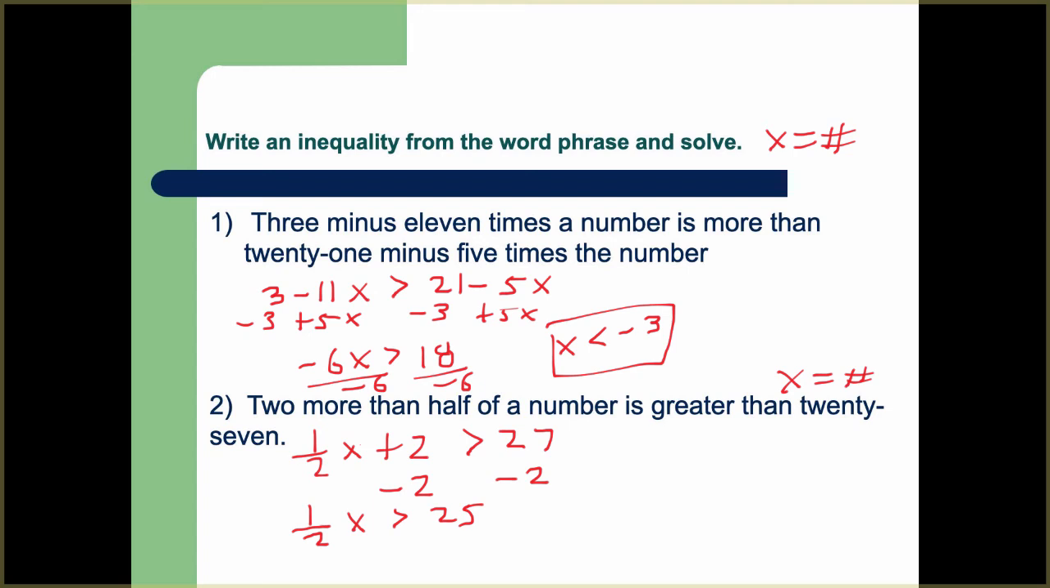And we have a fraction, so we want to multiply by its denominator, or multiply by its reciprocal, so we multiply both sides by 2. 2 times 1/2 makes this go away, become just x. And then 2 times 25 is 50. And we have x has to be greater than 50 for this to work. So again, that's writing an inequality from a word phrase. Very similar to what you did when we wrote equations, except now we're using inequality signs.